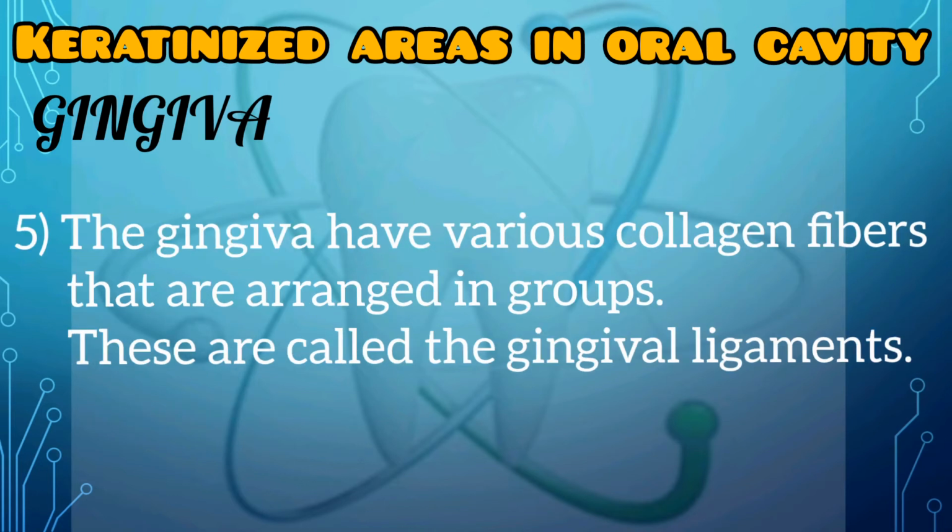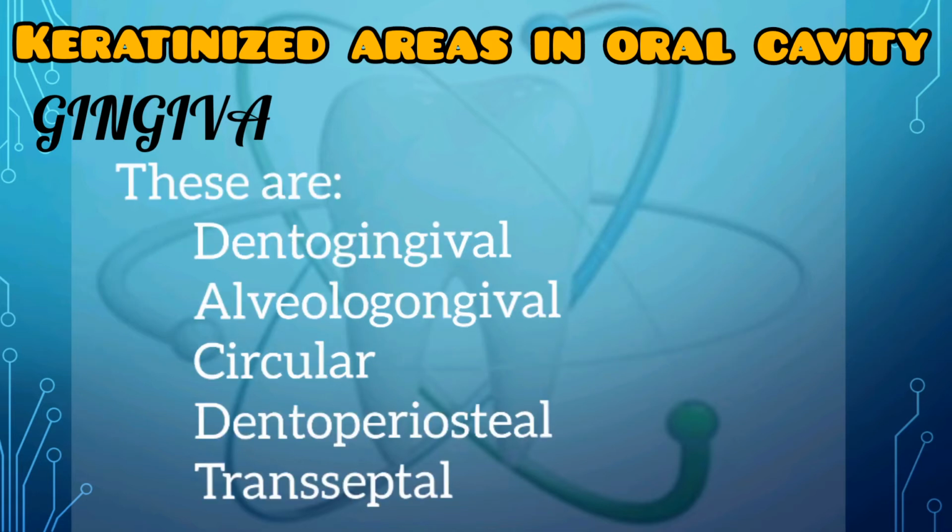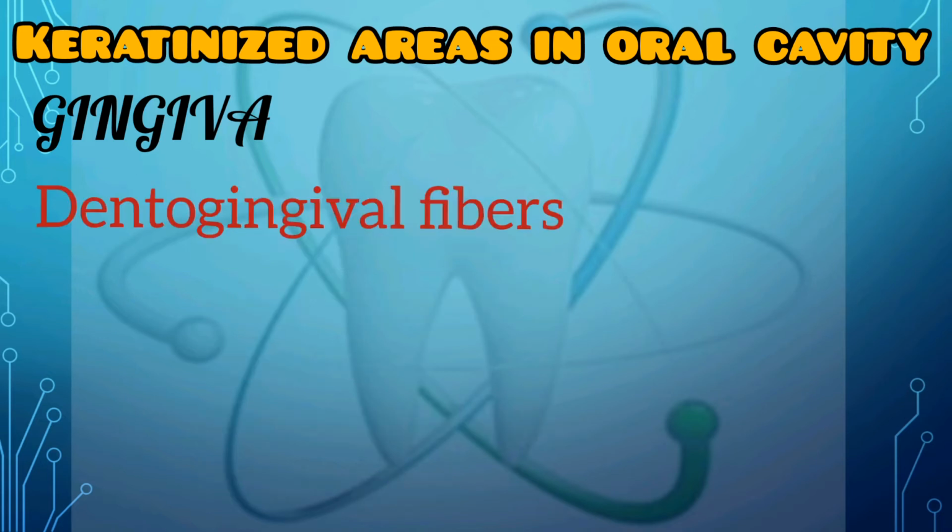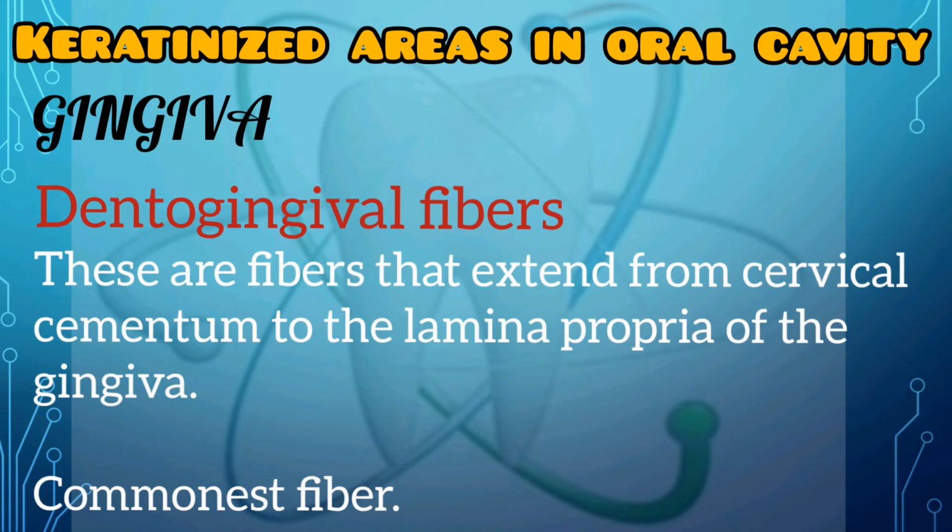The gingiva has various collagen fibers that are arranged in various groups, which are referred to as the gingival ligament. These are dentogingival, alveologingival, circular fibers, dentoperiosteal and the accessory fibers, which are called the transseptal fibers. So what are these dentogingival fibers? These are fibers which extend from the cervical cementum into the lamina propria of the gingiva. These dentogingival fibers constitute the most numerous group of gingival fibers.